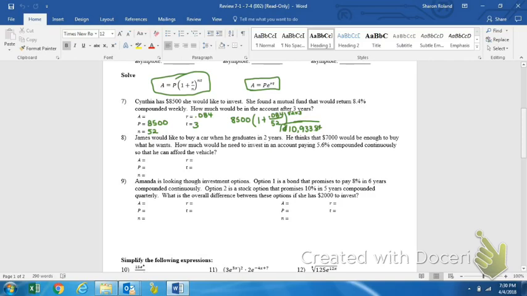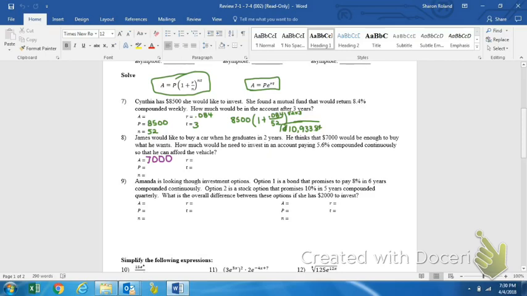Next says James would like to buy a car when he graduates in 2 years. He thinks $7,000 would be enough to buy what he wants. How much would he need to invest in an account paying 5.6% compounded continuously so that he can afford the vehicle? Okay. He wants to end up with $7,000, so that is your A. That's the amount he's going to end up with. P is the principal, and that's what we don't know, so we're not going to fill anything in there.